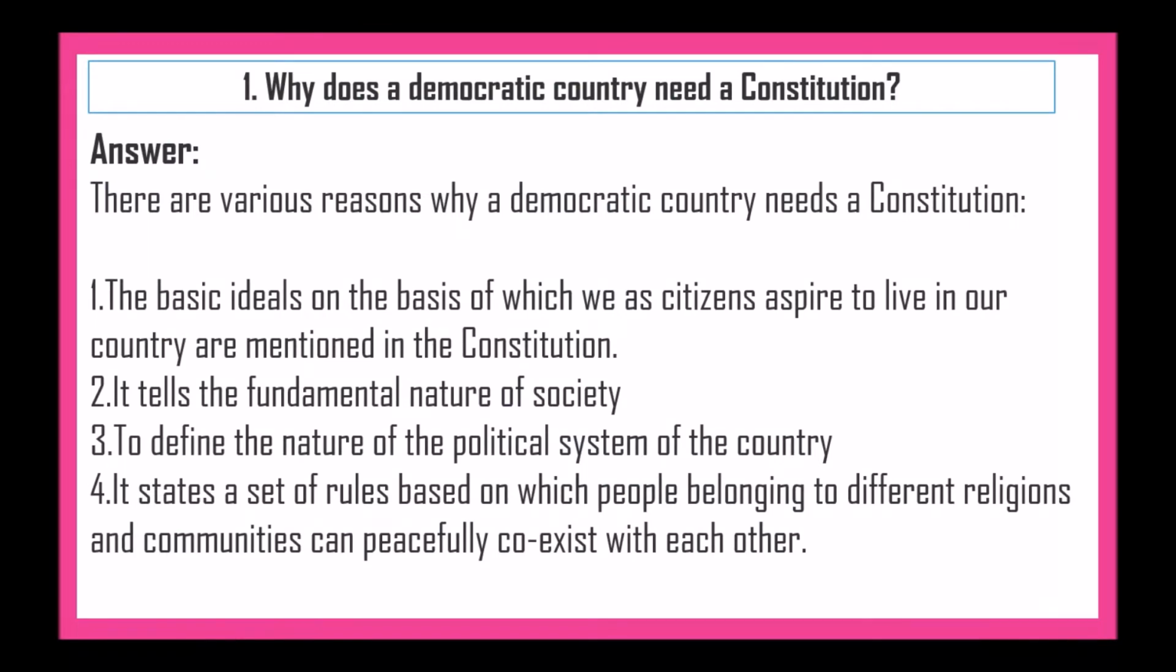So the first question is, why does a democratic country need a constitution? There are various reasons why a democratic country needs a constitution. The basic ideals on the basis of which we as citizens aspire to live in our country are mentioned in the constitution. It tells the fundamental nature of society and defines the nature of the political system of the country. It states a set of rules based on which people belonging to different religions and communities can peacefully coexist with each other.